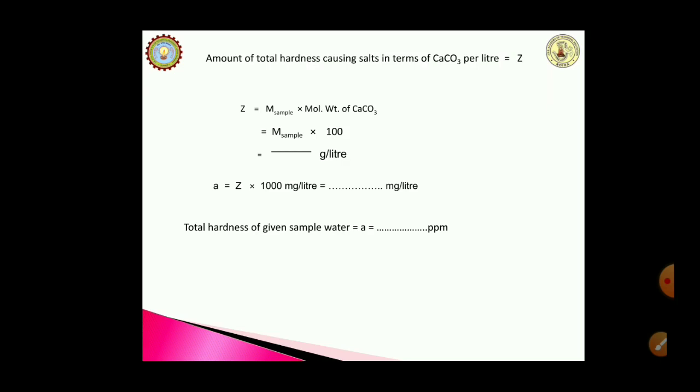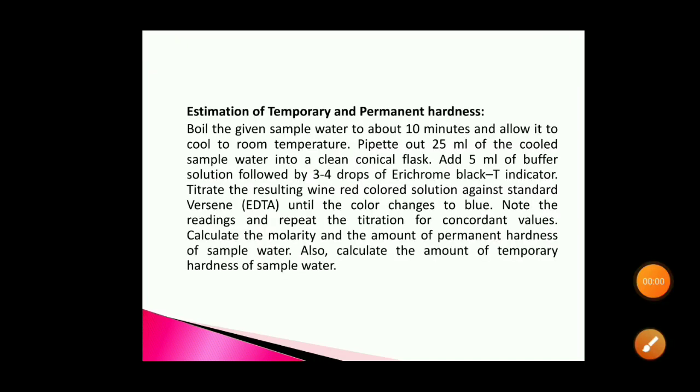As mentioned in the beginning, hardness is expressed in milligram per liter or ppm, so we will multiply this Z value, which we have obtained by multiplying molarity of sample water with the molecular weight of CaCO3, with 1000. So we will multiply Z with 1000, and that will give us the total hardness of the water sample in milligram per liter.